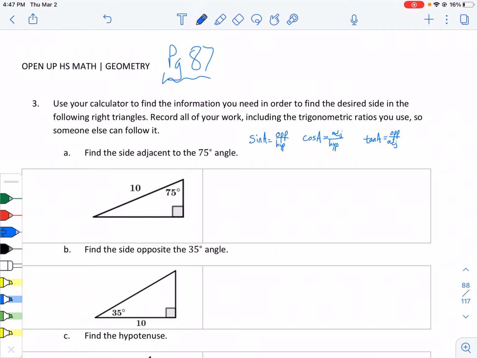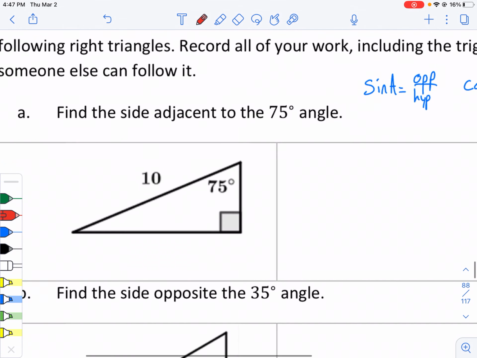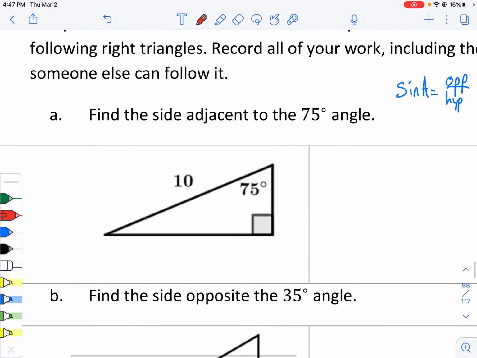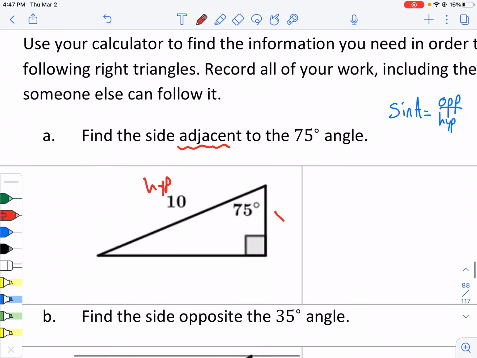So let's look at number 3A here that you guys practiced the other day. We've got a triangle with a hypotenuse of 10. So we know the hypotenuse. And the question is to find the adjacent side. We might call that X. That is adjacent. It's connected to the 75.